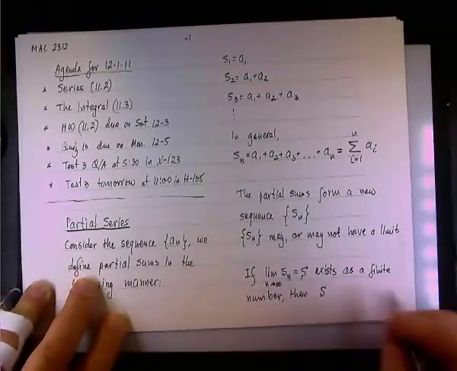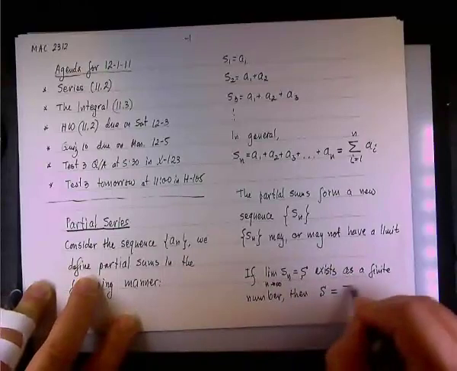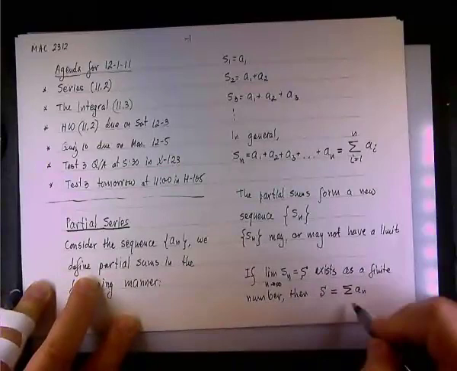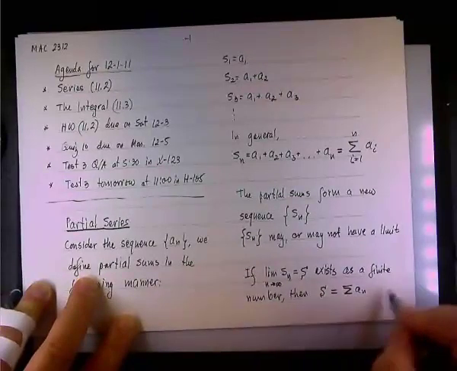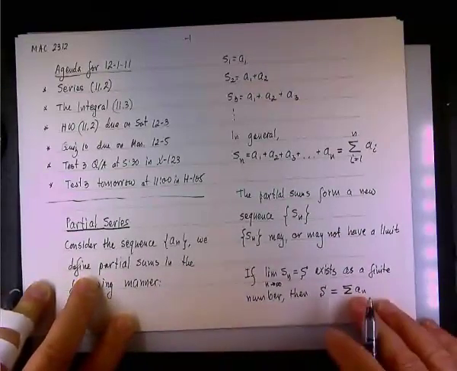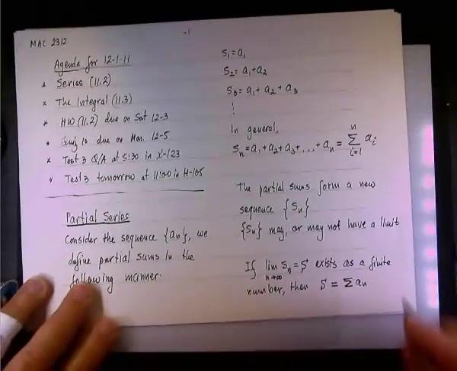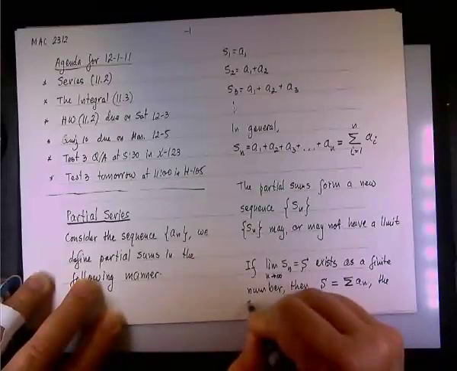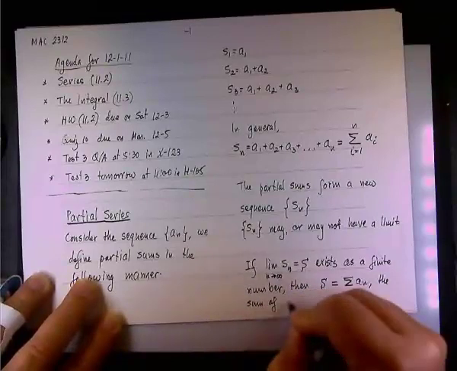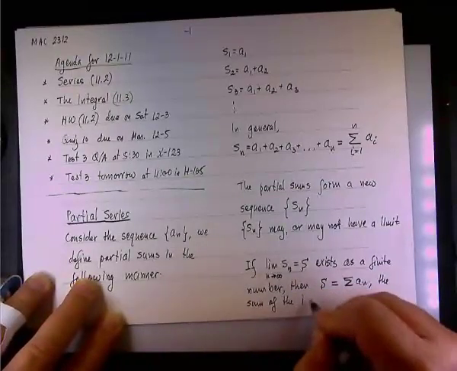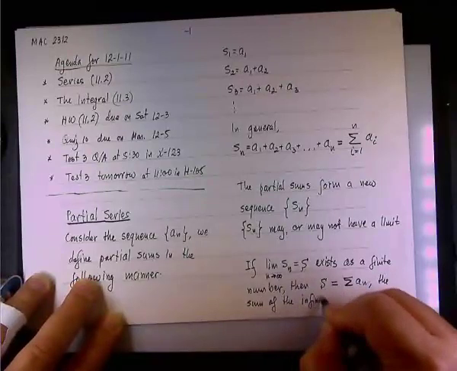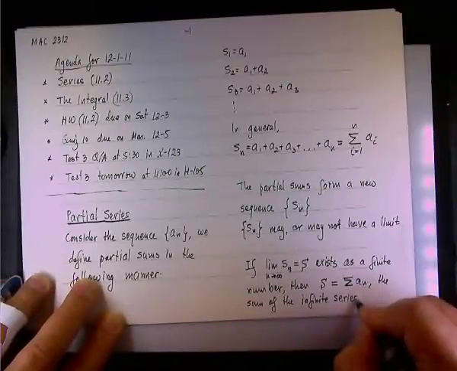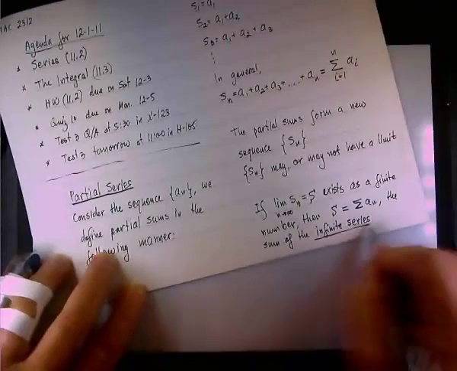Then we're going to say that S, which is the value of this limit, is simply the sigma of what we saw here. So it will be the sigma of A sub n, the sum of the sequence or the series. Okay? So actually we're going to write it as the sum of the infinite series. Why infinite? Because we let n go to infinity.